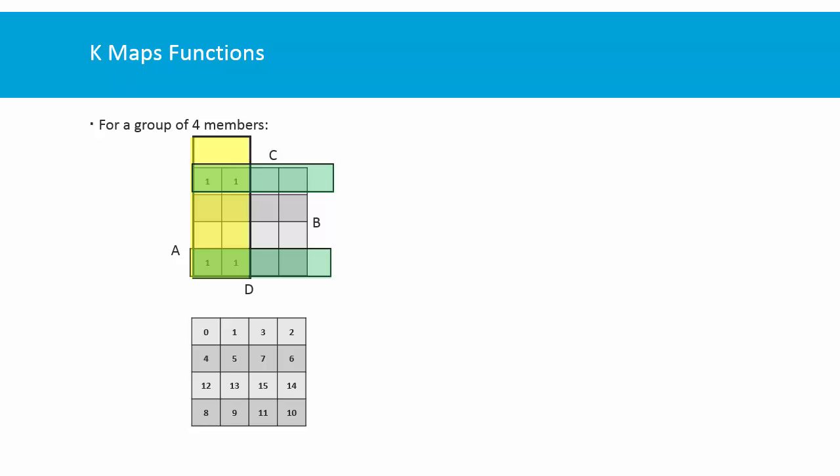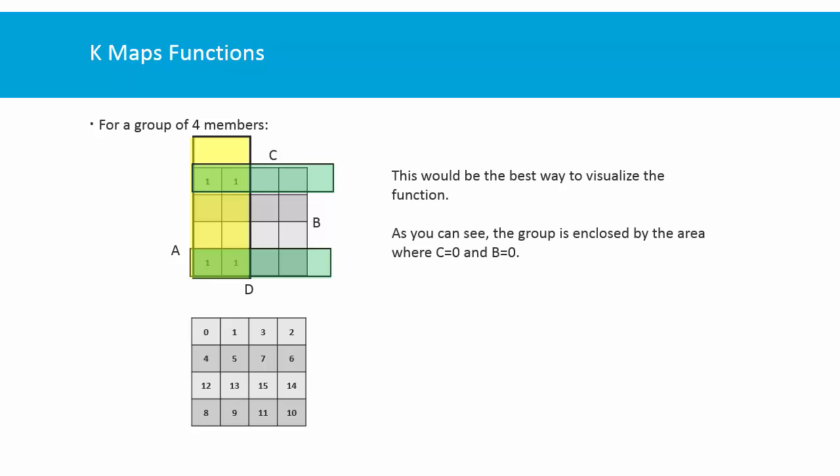You can see that we have an area where C is equal to 0, which is the area showing in yellow. And you also have an area where B is equal to 0, showing in a kind of green area. And if you take these two areas, you have covered all these ones. So you can see that the group is enclosed by the area where C is equal to 0 and B is equal to 0. Remember, where the column says C, it's actually where C is equal to 1.